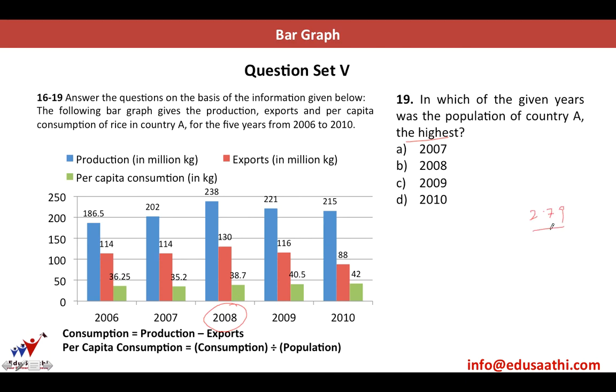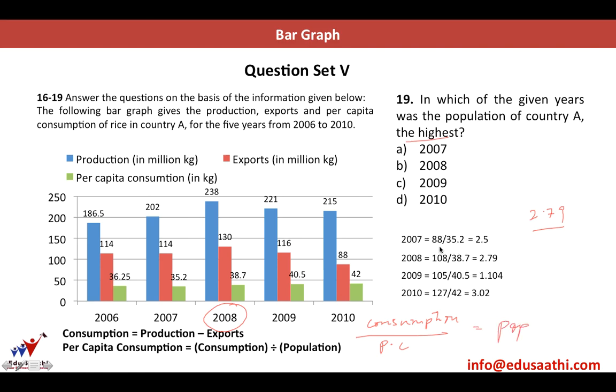We'll do it the same way for the other years as well, by just applying the formula: consumption divided by the per capita consumption, which gives us the population. So if you calculate, this is the consumption for the year 2007 and this is the per capita consumption 35.2, directly taken from here. Similarly, I've done it for the rest of the years, and you find out that for the year 2010, the population is 3.0402 million, which is the correct answer option.